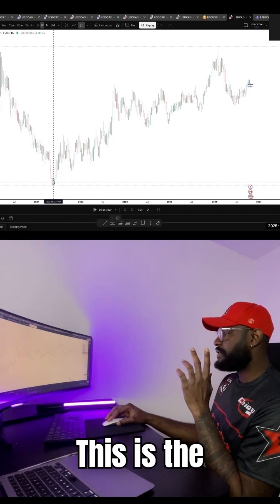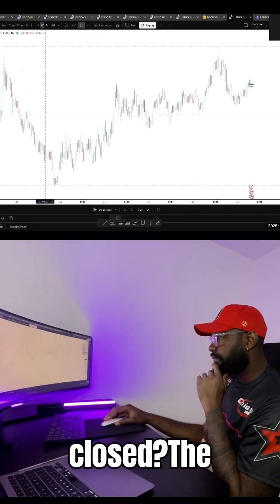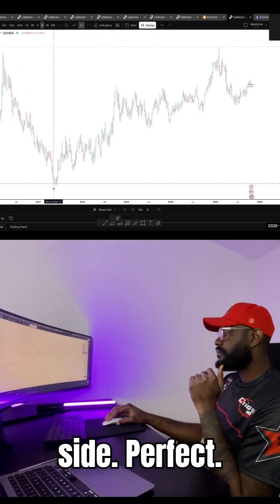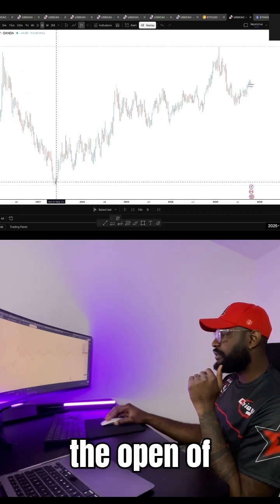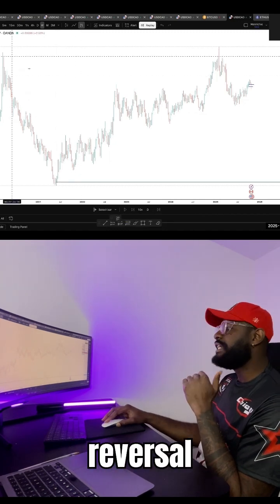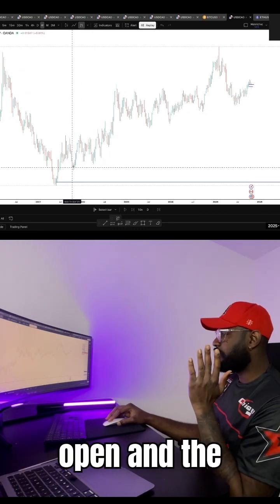Look at this low. This is the open. Do you know which area is the open and do you know which area is the close? The open is the left-hand side. Exactly. The close is the right-hand side. Perfect. Now look at this candle. This is the lowest candle and this is the open of the candle. And I'll mark all the reversal zones, the areas the market reversed, and I'll mark the open and the close.